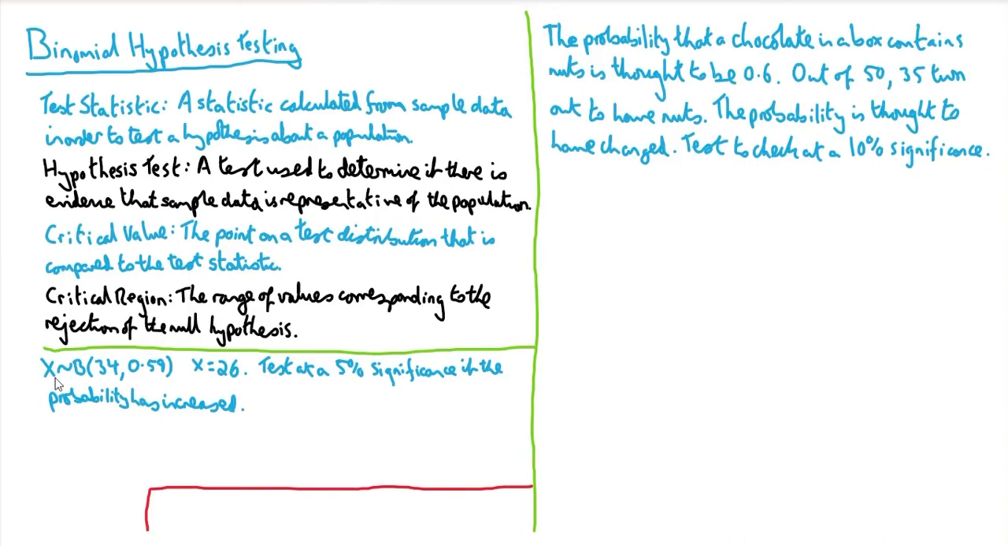So we have a variable x being distributed binomially, and then we have two numbers inside of brackets, the first one being the number of trials and the second one being the probability of success. So in this scenario, something is tried 34 times in total, and the probability of success is 0.59. Now in actuality, there were 26 successes, as it were. Now, test at a 5% significance if the probability has increased.